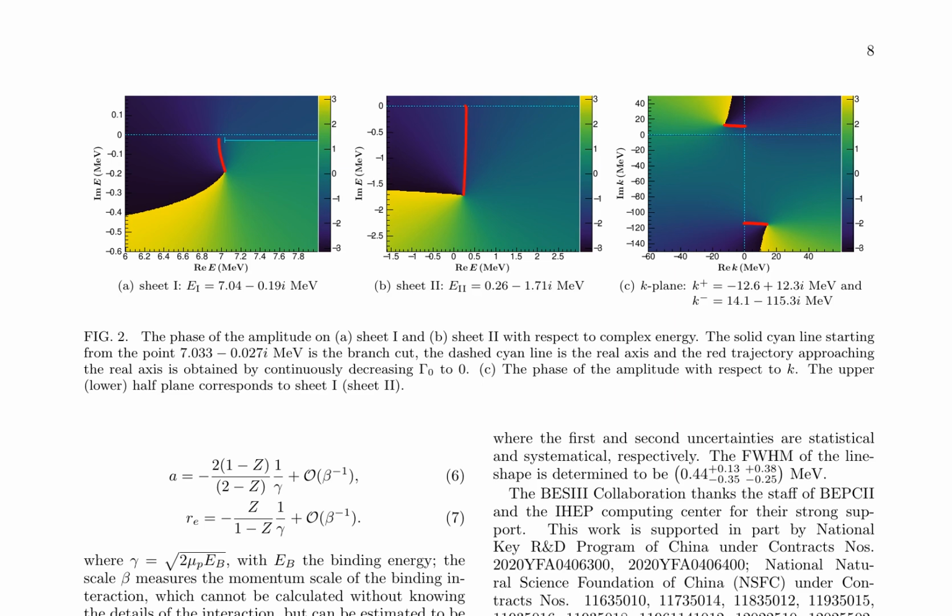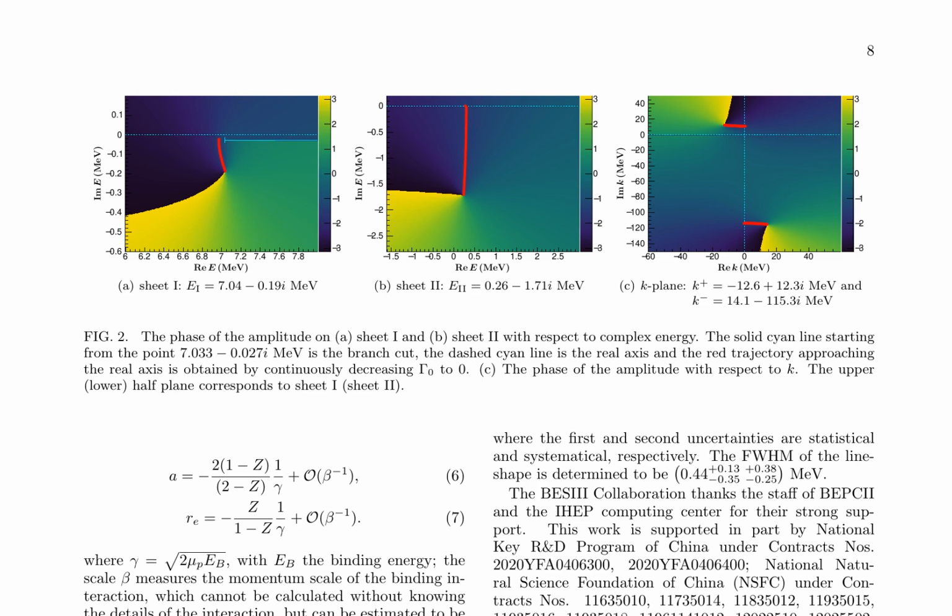Equations 6 and 7 express R in terms of z, beta, and gamma, where gamma equals the square root of 2 mu times the binding energy, and beta measures the momentum scale of the binding interaction. In the limit of z approaching 0, the effective range is positive and dominated by the range correction, consistent with the measured ERE parameters of the deuteron.